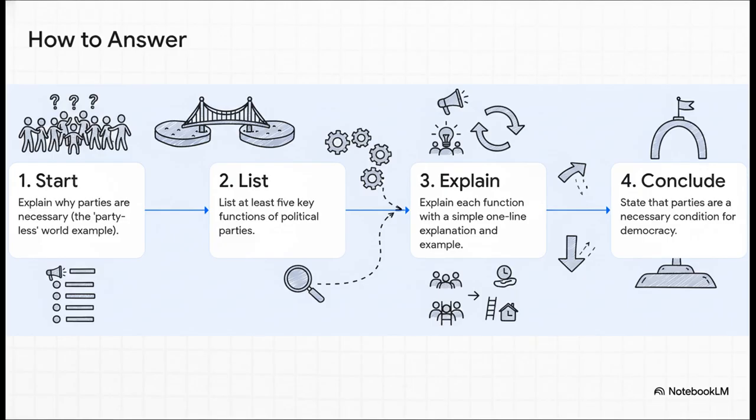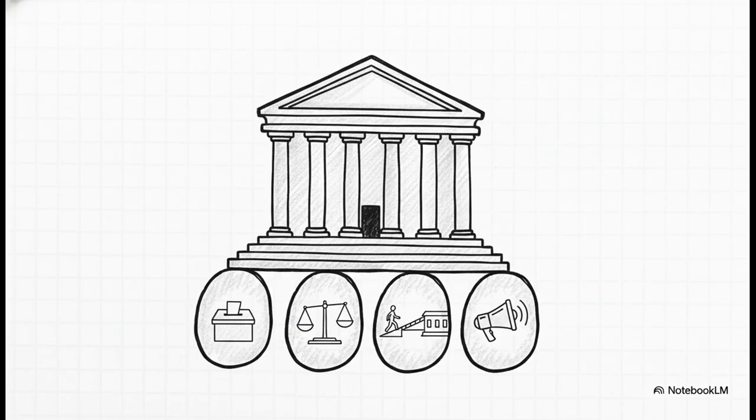Step 2, list and explain at least 5 of the functions we covered today. Step 3, for each function, give a simple explanation and an easy example. And finally, Step 4, conclude with a strong statement saying that political parties are necessary for a representative democracy to work. So, to sum it all up, what's the most important thing to remember?